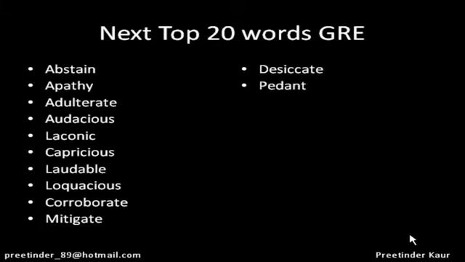The next word is pedant. Pedant is related to teaching, and a pedant is a person who gives a lot of attention to formal rules, who is a bookworm, a pedagogue, a scholastic. So his pedantic ways of studying are really boring for a person like me.